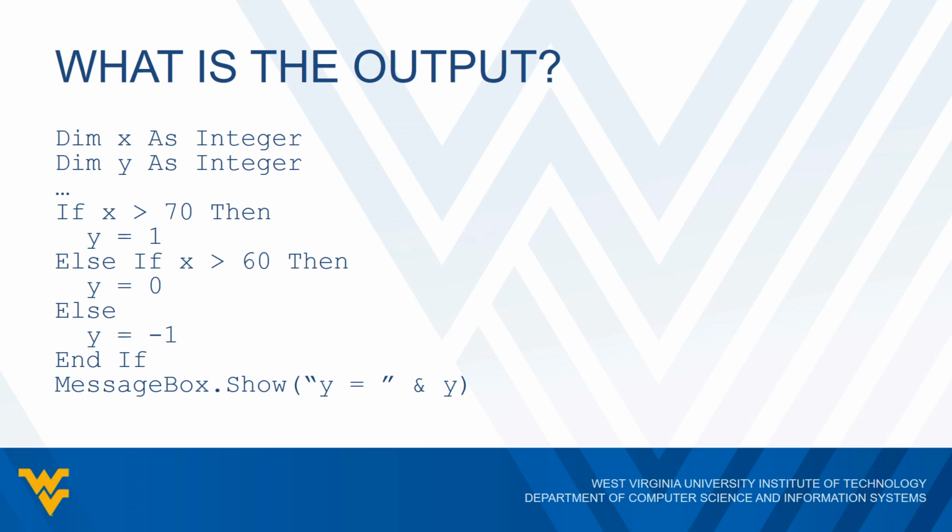In this example, we have an if-then else statement, but we also have an else if inside of it. We have x and y declared as integers, but we didn't initialize them. So we're going to assume that we do some stuff with x and possibly y in between here. That's what the dot is. So I'm going to ask you what's the output of this code depending on the value of x. So the first one is if x is 59, what is our output going to display?